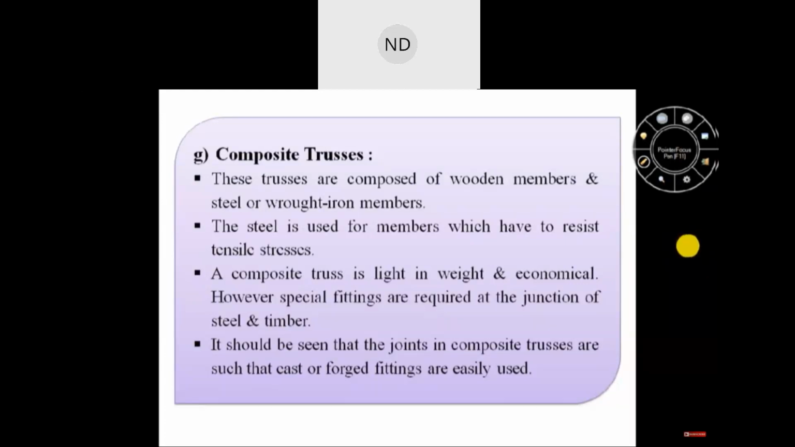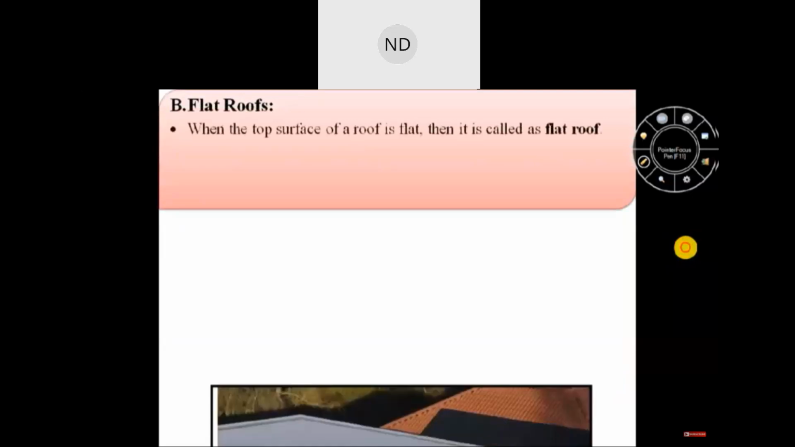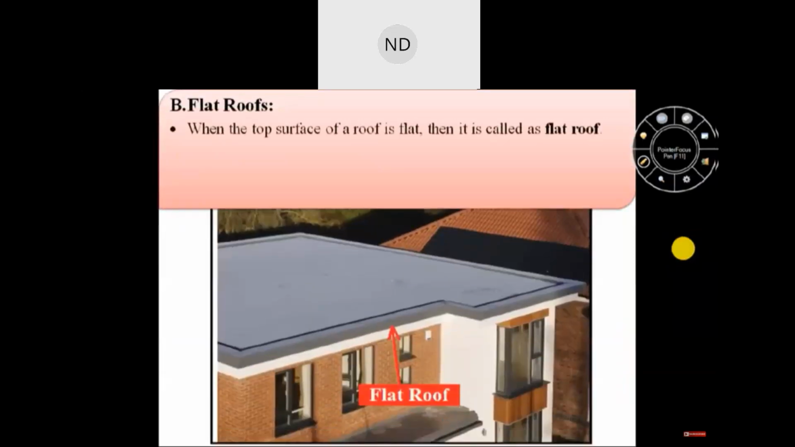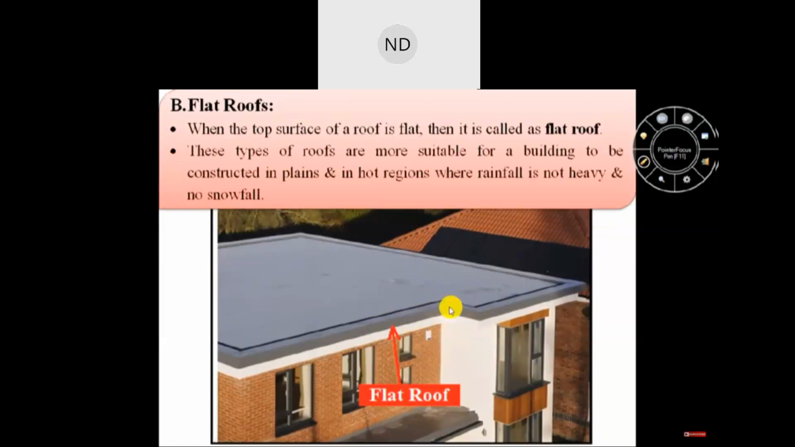So here, the first type of roof, that is the pitch or sloping roof, is covered. Now, the second type of roof is the flat roof. When the top surface of the roof is flat, as shown in this image, it is known as a flat roof. These flat roofs are more suitable for buildings constructed in plains and in regions where rainfall is not heavy and there is no snow.